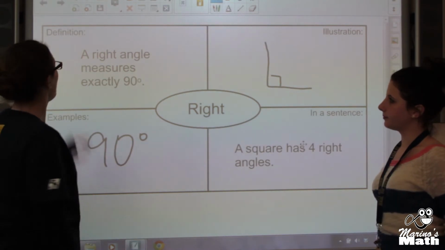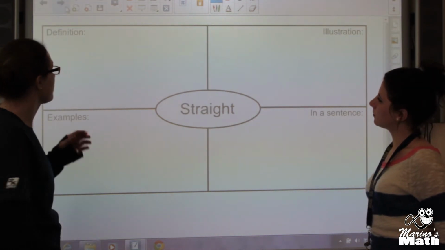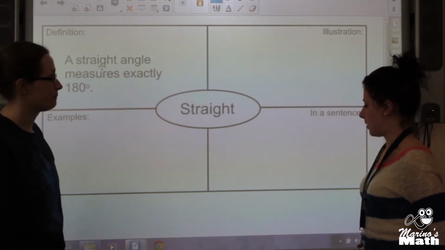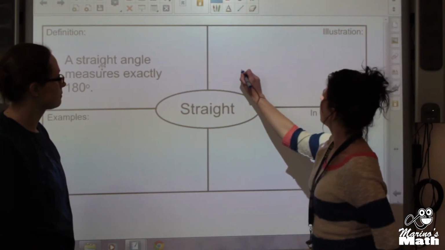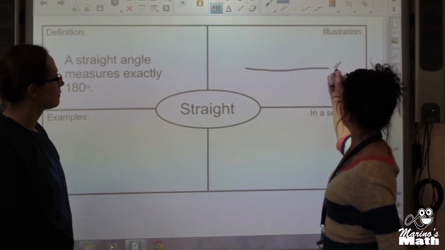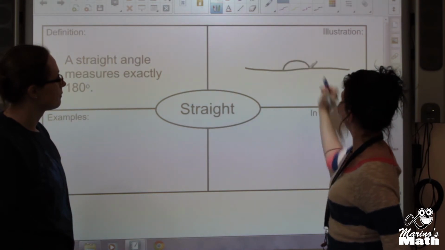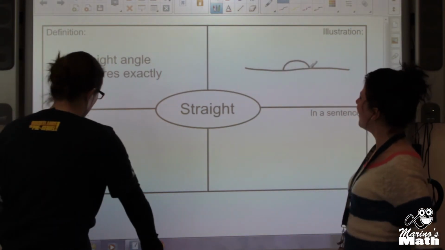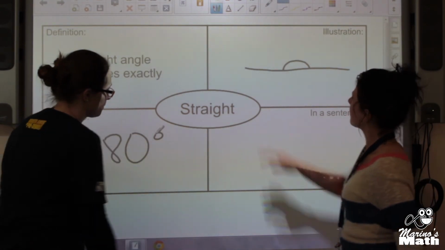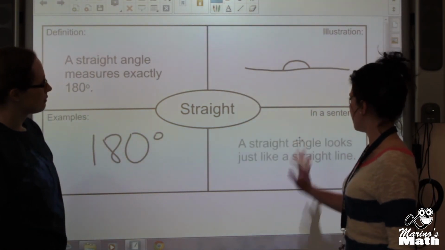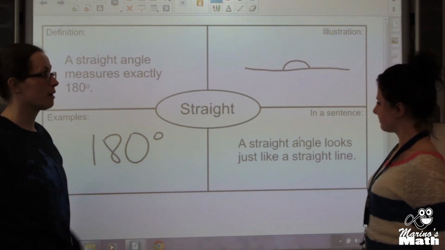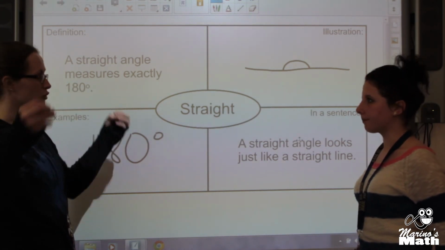All right, I think we have 1 more left. We have to talk about our straight angle, which is exactly 180 degrees. All right, and that one's just gonna look like this. I can't draw a straight line, but it's pretty good. And again, this one is just 180 degrees. In our sentence, a straight angle looks just like a straight line. And that's how I remember it really. When I think about straight angles, I think about a straight line just going through.